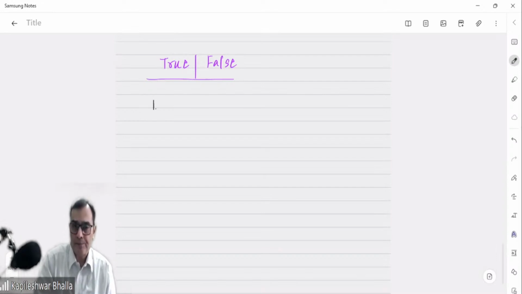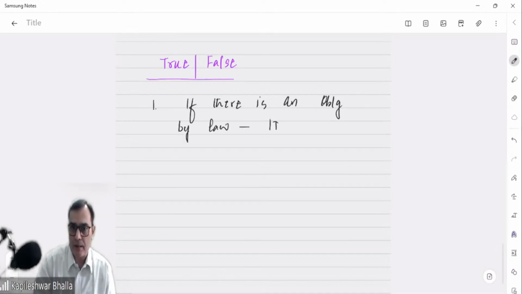So number 1, can I say if there is an obligation by law, it is a financial liability. You need to decide true or false. So if there is an obligation by way of law, I'm making a statement, it is a financial liability.